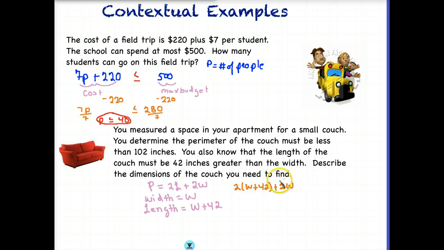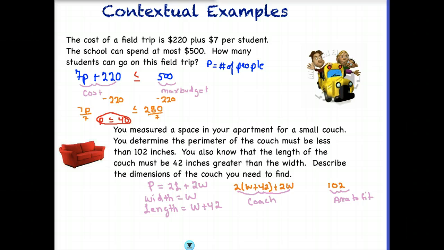So what we're saying is that this is the perimeter of our area that the couch needs to fit into, and we are saying that the couch must be less than 102 inches. So we have 102 over here. Okay, and if we do like we did on the top one and we say, okay, this is going to be our couch, the dimensions of our couch, and this is the area it needs to fit into. Area to fit.